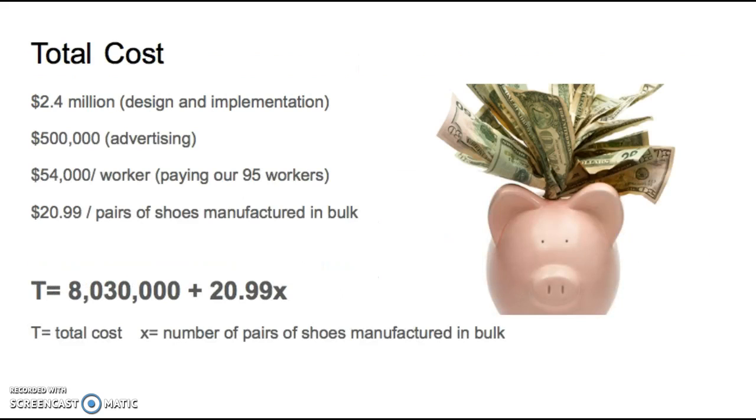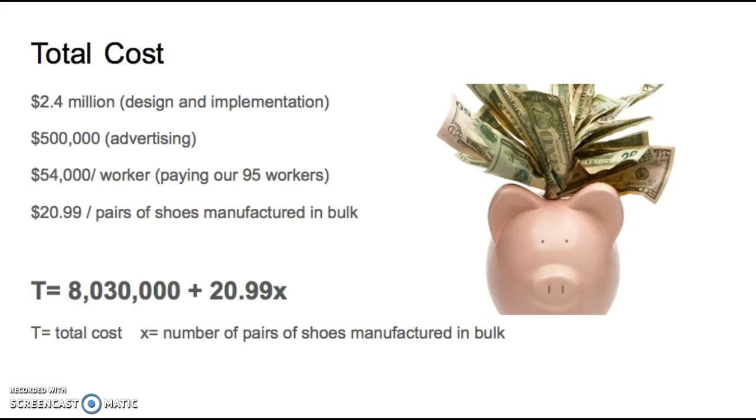Next, we are asked to create a total cost equation. So we first want to list all of our costs. First we have the $2.4 million that was used for design and implementation, the $500,000 for advertising, the $54,000 per worker, and the $20.99 per pair of shoes manufactured.